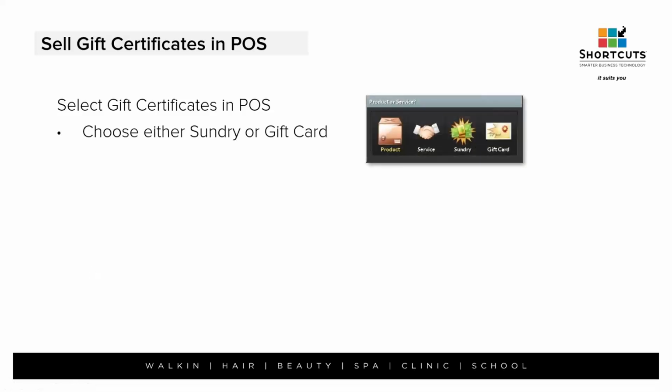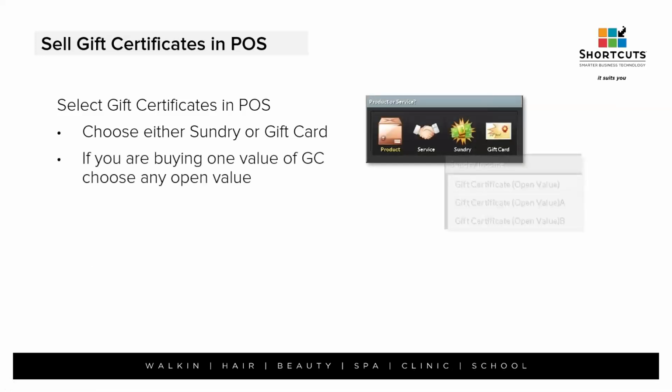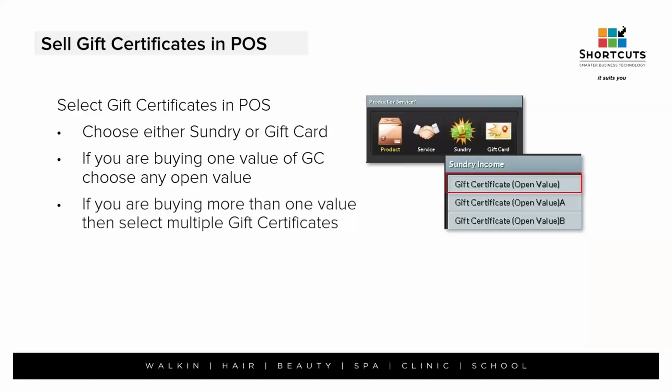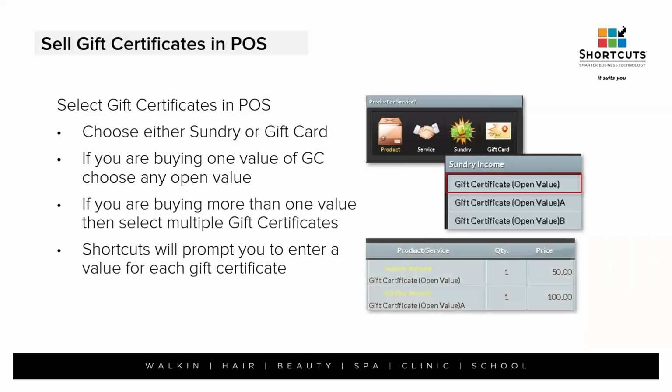So, redeeming gift certificates. Before we get to the gift cards, to sell it in the point of sale, if you go to gift card or to sundry, you have the ability to choose one of those Open Values. And again, you can assign different values to each type of gift certificate. In one example, I say general Open Value is worth 50, Open Value A is worth 100. Once the customer pays you for that card, that's when Shortcuts prompts you to enter a tracking number, a barcode, some way of tracking what that Open Value is associated with.